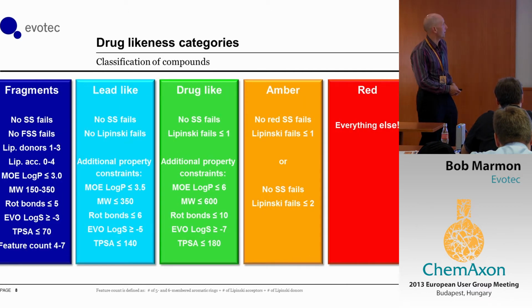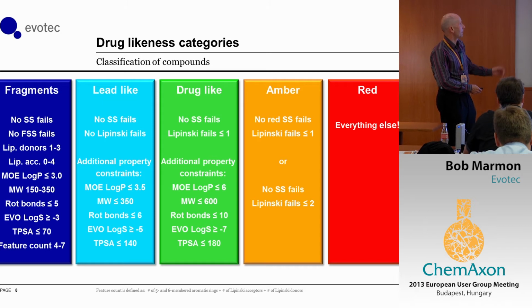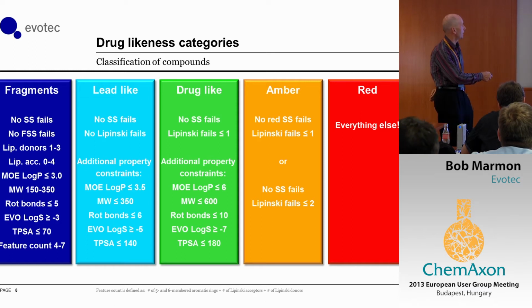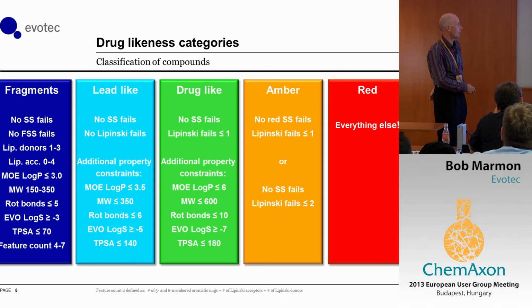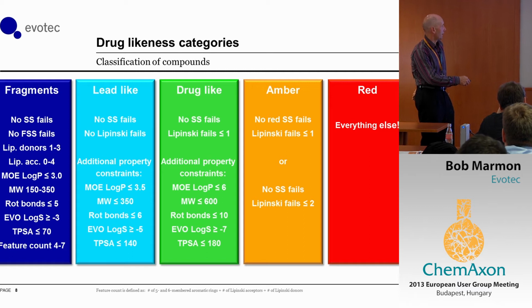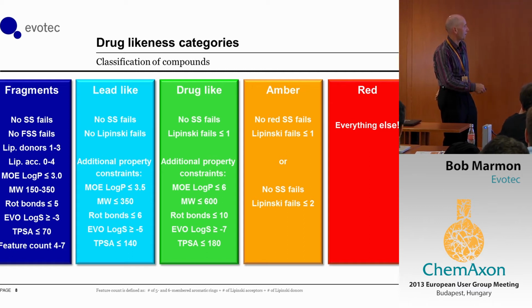So first of all, I'd like to show you this. This is our Evotec drug likeness categories. So we try and split up all the compounds into these different categories. So if you see at the start of these, they've each got a substructure search and a fragment search. So basically, if the compound passes the substructure search and the fragment search, then it will fall into one of these drug-like, lead-like, or fragment-like categories. And if not, it will fall into either the amber or red category, depending on how bad the fail is. And then these are further subdivided by looking at various physical properties.